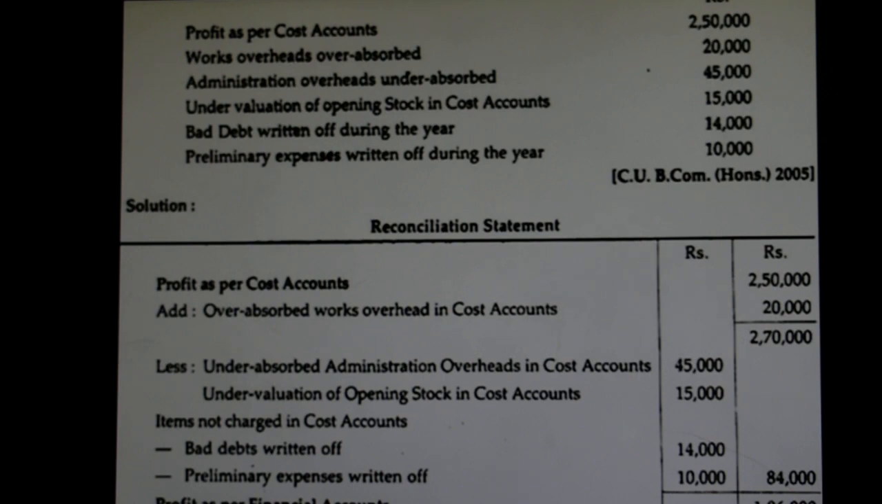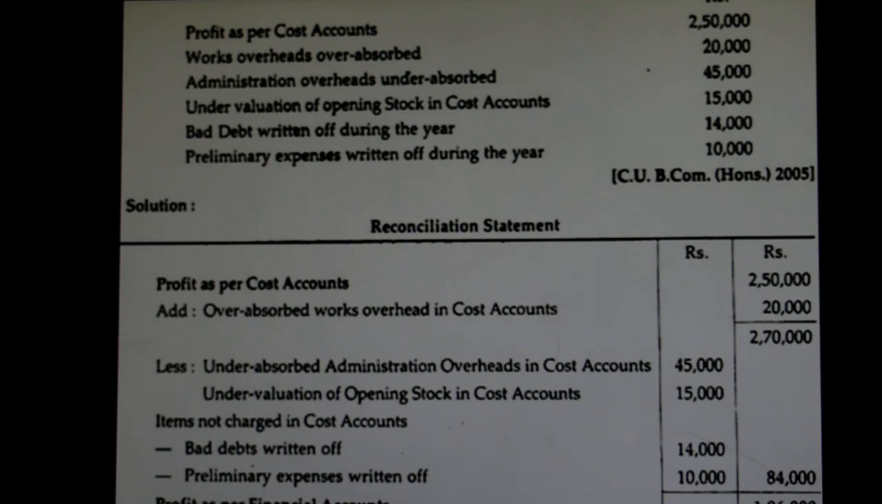Then we have to deduct the under absorbed administrative overheads in cost accounts of rupees 45,000. Under valuation of opening stock in cost accounts of rupees 15,000 is also deducted from the net profit as per cost accounts. And some of the items not entered or not charged in cost accounts are also given in the problem. That amount also has to be deducted here. That is, bad debts written off 14,000 and preliminary expenses written off 10,000.